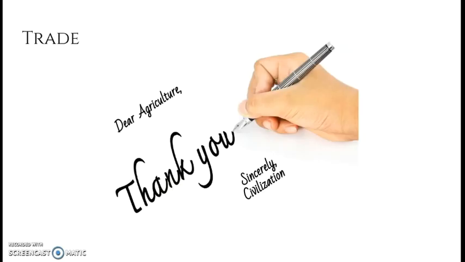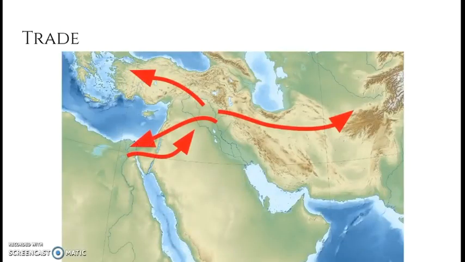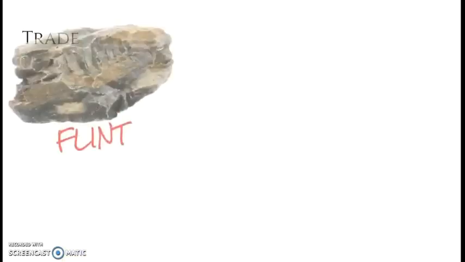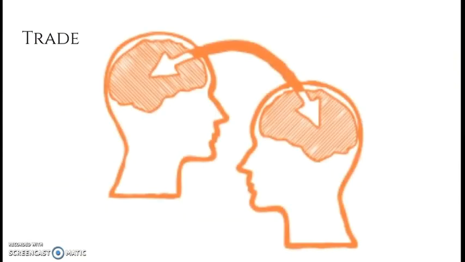Thanks to agriculture and a specialized workforce, people began trading with other civilizations. People began venturing out of their civilizations in order to get more resources they didn't have. Traders often traveled hundreds of miles to find what they wanted. Some popular items that were traded were flint, obsidian, and various beauty products. Trade not only brought new resources to different regions, but it also helped spread ideas and knowledge around the world.